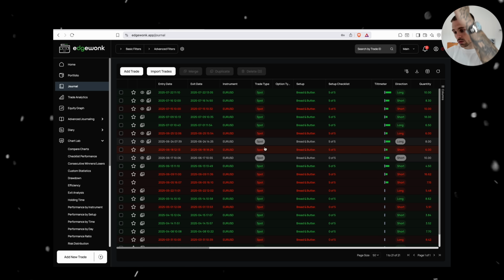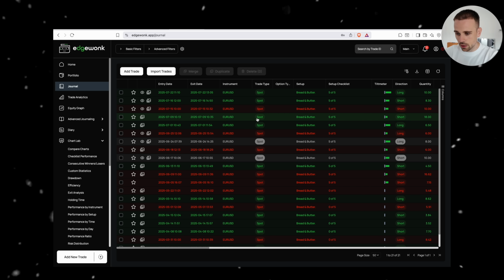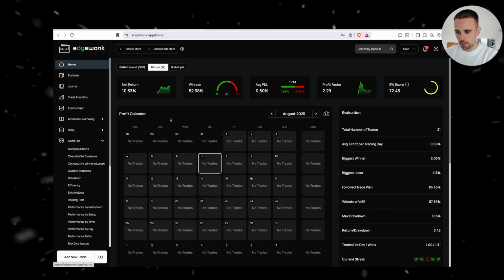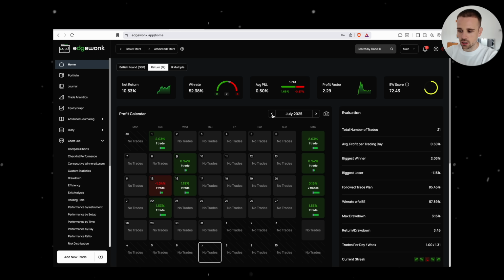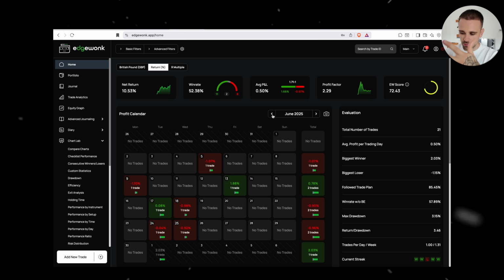And then it compiles all your stuff here. You can obviously see it all. You've also got it on the main dash. As you can see, I haven't traded in August. Obviously there's July, June, a bit of a slower month.